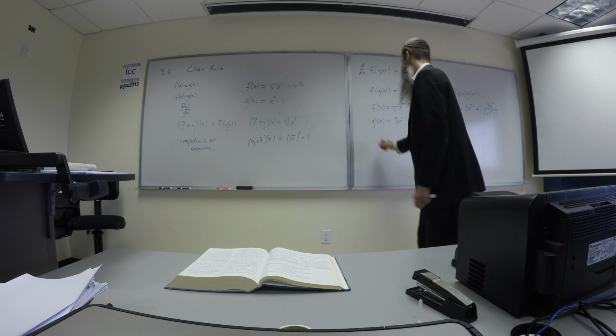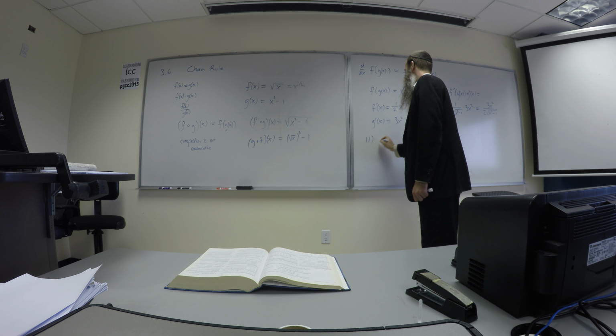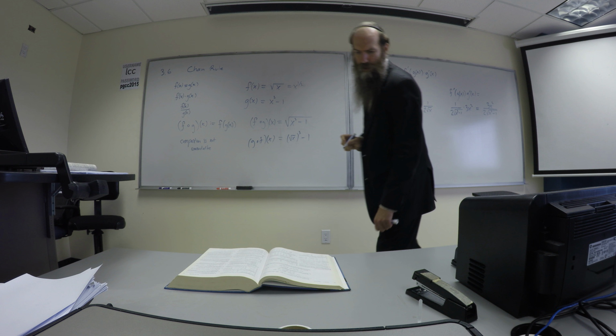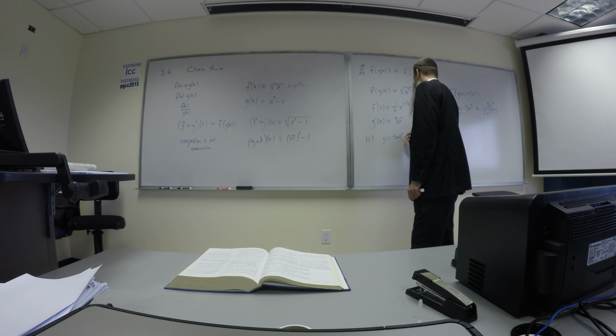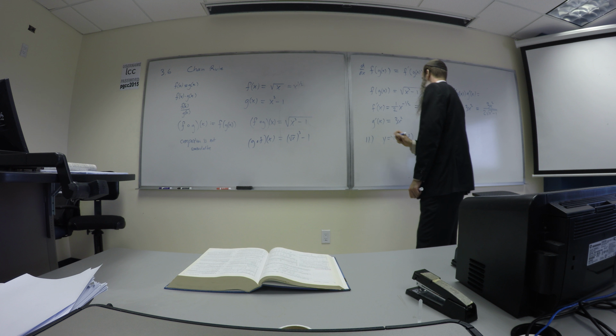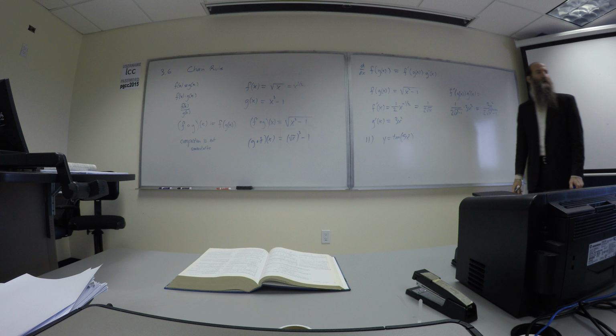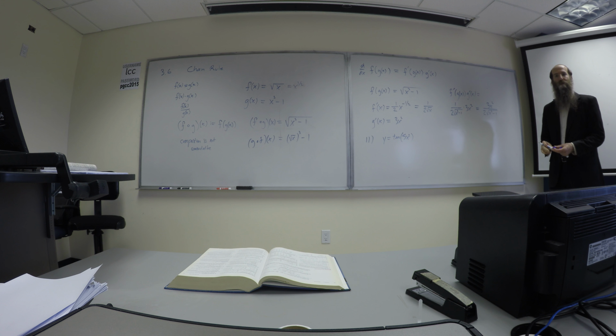Number 11. y equals tan of 5x squared. Composition or not a composition? Composition. What is the inner function? 5x squared, and the outer function is tan.